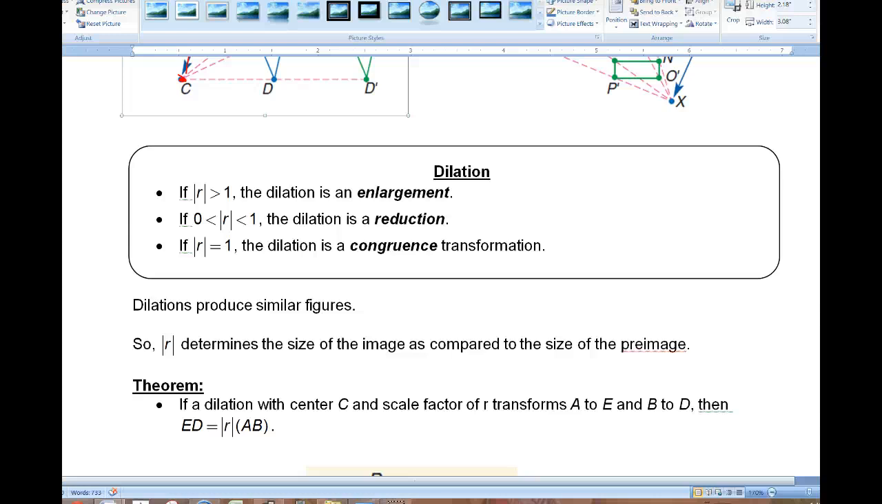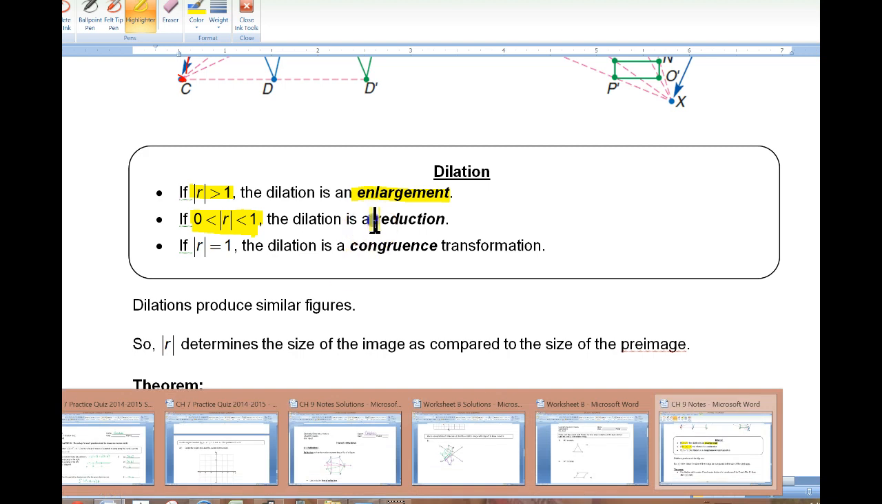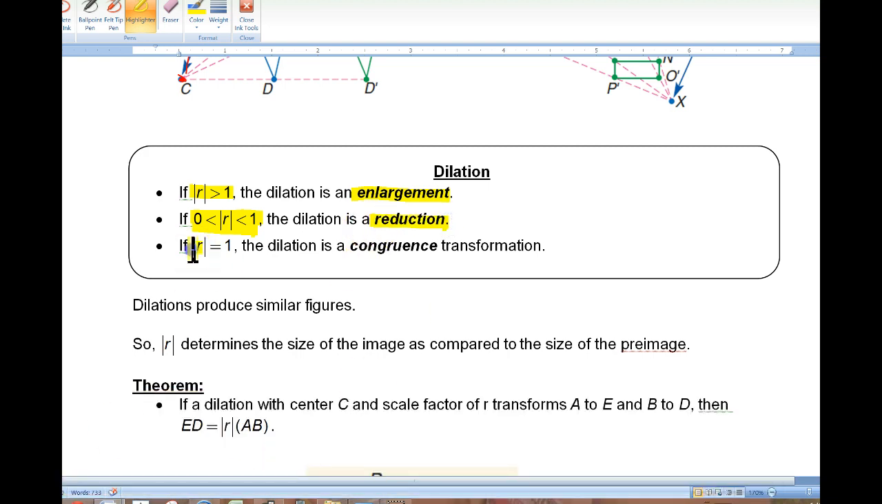This is something that I've already mentioned here about what happens when your scale factor, R, is greater than 1, it's getting bigger. It's an enlargement. When the dilation is between 0 and 1, that's a reduction. And if it's equal to 1, then it's congruent. So we don't deal with below 0.